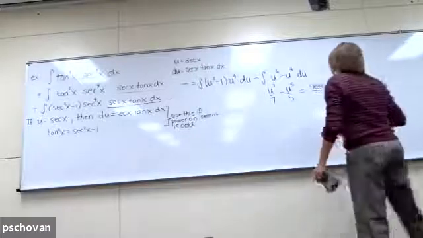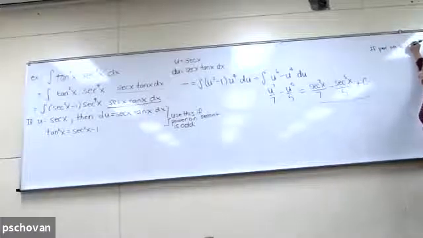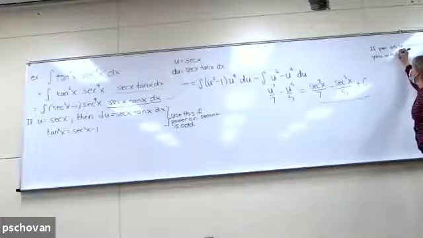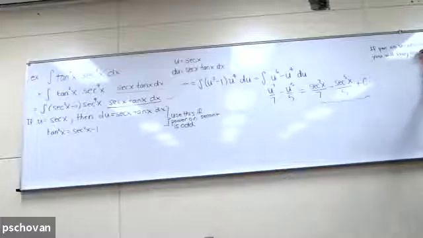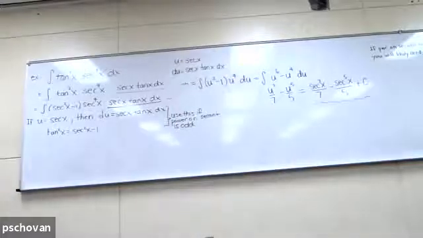So, if the power on secant is odd, and power on tangent is even, you will likely need integration by parts. So let me see the tamest case I could do there. Let's just do tangent squared times secant to the first. Let's integrate tangent squared times secant to the first.